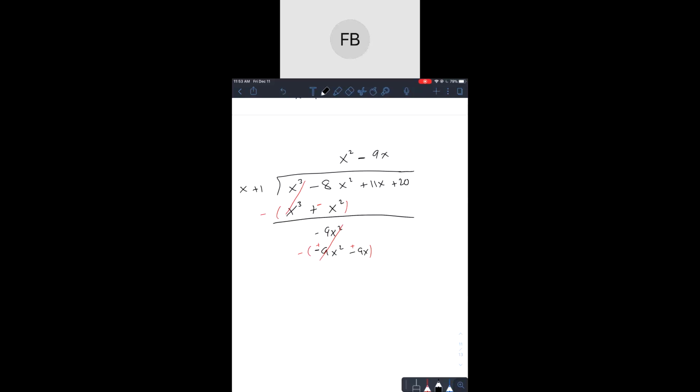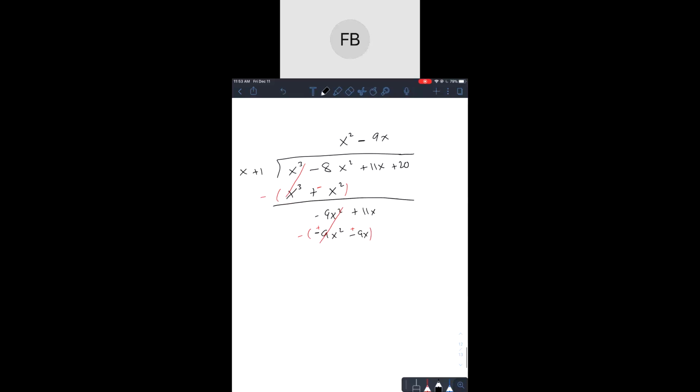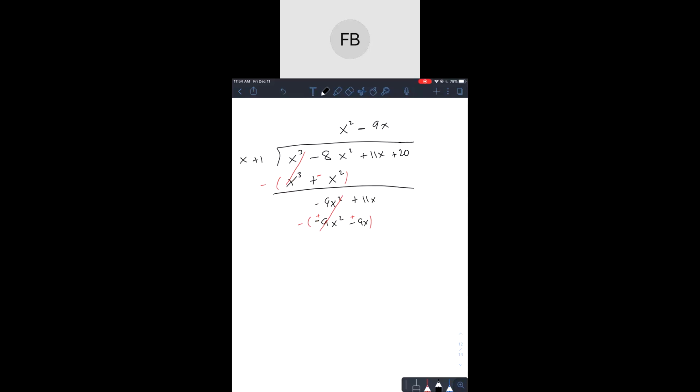I think I forgot to bring something down. Yes, you need to bring your positive 11x down from here as you're going. That needs to be done. So positive 11x plus 9x, that is 20x, positive 20x, right? Yeah, positive 20x. And then we're just going to try to cancel the 20x out.